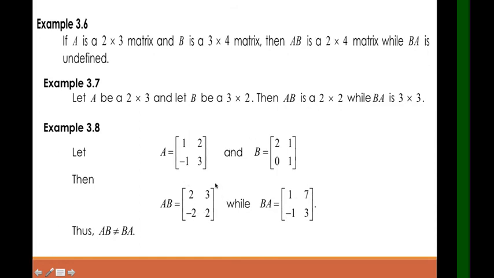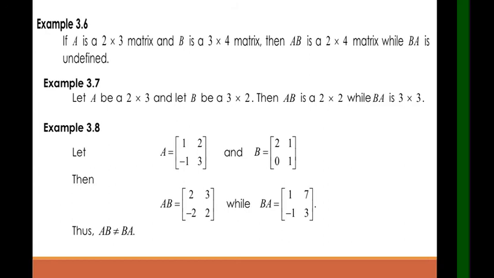Okay, the matrices are not the same. Therefore, AB is not equal to BA. But since they are equal in number of columns and rows, the result of AB and BA is still 2 by 2. Pareho silang 2 by 2. Unfortunately, they are not the same in terms of matrices.